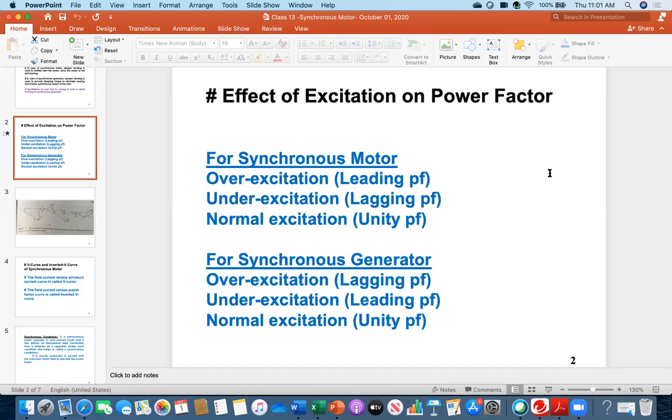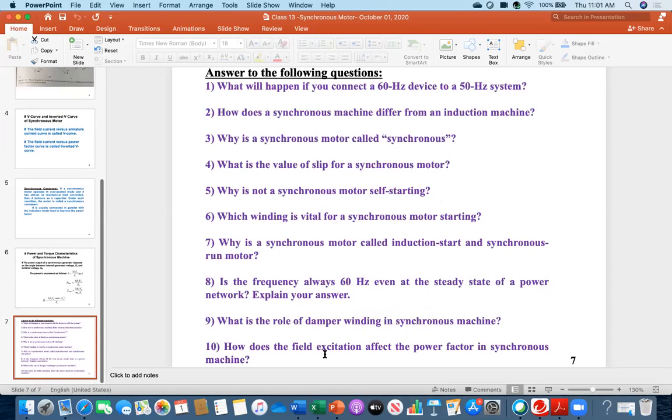Either you express it in terms of sentences, or you can make a table, like for synchronous motor on the left side and synchronous generator on the right side. You can use two columns. Left side column will be motor, then right side column will be generator. Whatever way you express, this will be the answer to that question. Everybody, could you follow me? The answer to the last question: how does the field excitation affect the power factor in a synchronous machine? Meaning that you have to talk about both synchronous motor and synchronous generator.